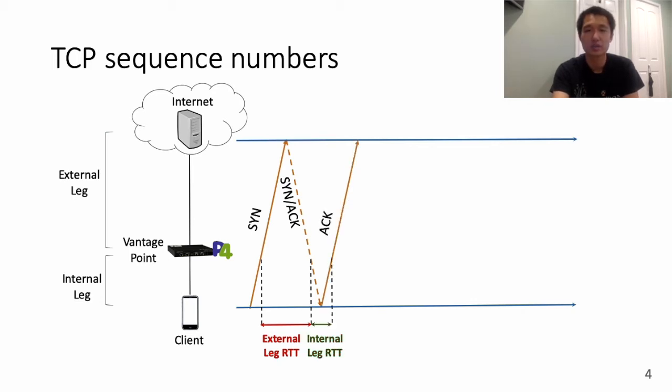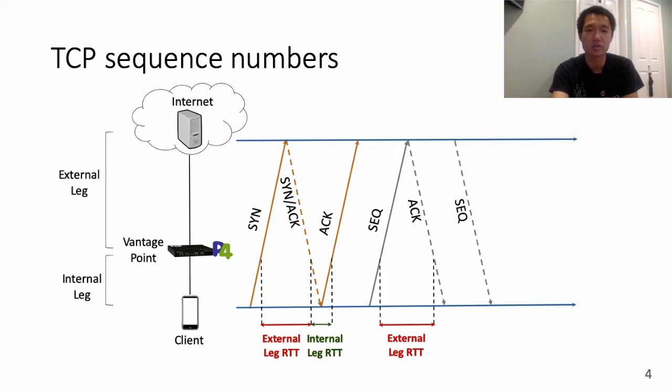Here, the x-axis illustrates time. After the handshake, we can get more RTT samples if we match an outgoing data packet with its acknowledgement. So say a packet goes to the internet with a certain sequence number, and the server will reply with a corresponding acknowledgement number. With these, we can get another sample for external RTT. Likewise, the other way around, when sequence numbers come in and the client acknowledges back to the server, we'll see another sample for internal RTT.